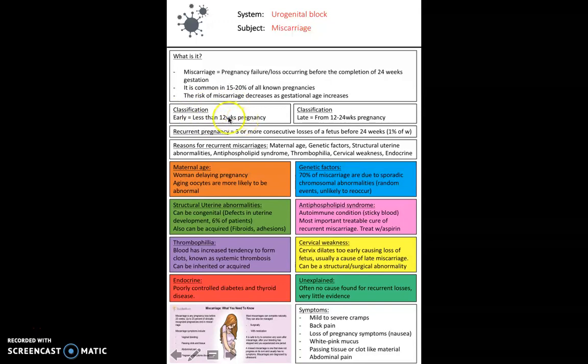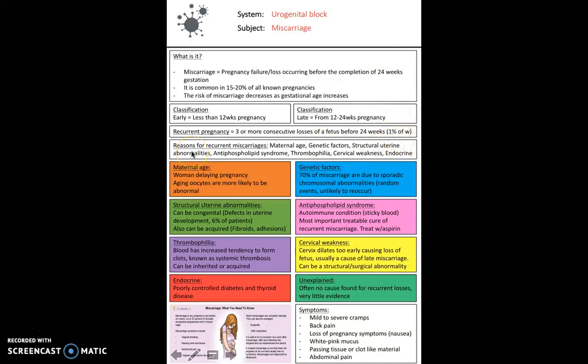And it's important to be aware of the classifications of a miscarriage. So an early miscarriage is defined as less than 12 weeks or within the first trimester. And a late miscarriage is defined as within 12 to 24 weeks, so within the second trimester of pregnancy. What you really need to know about is recurrent miscarriage. So this is referring to 3 or more consecutive losses of a fetus before 24 weeks. And this actually only occurs in 1% of women.